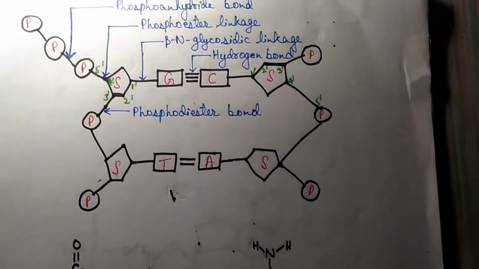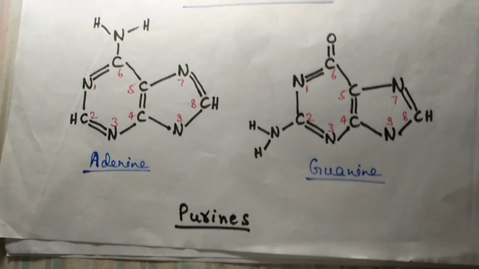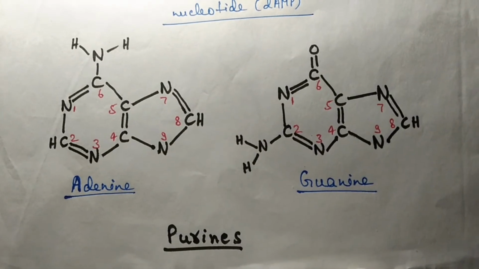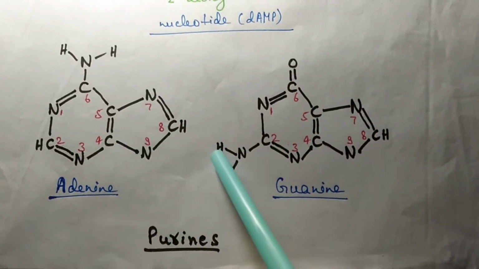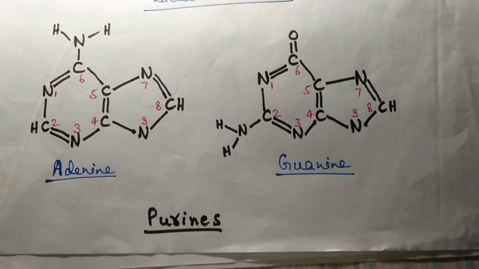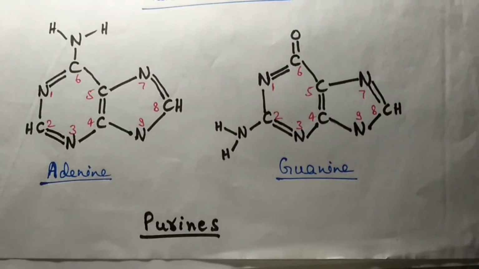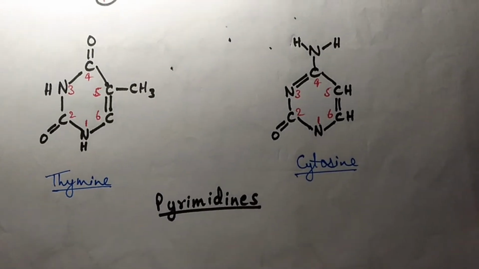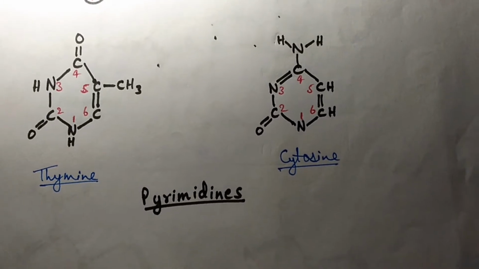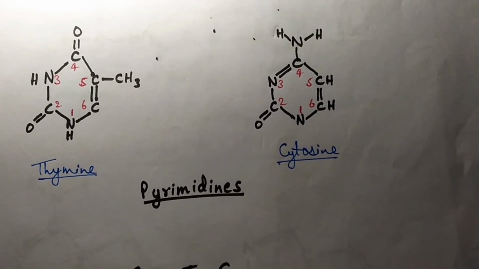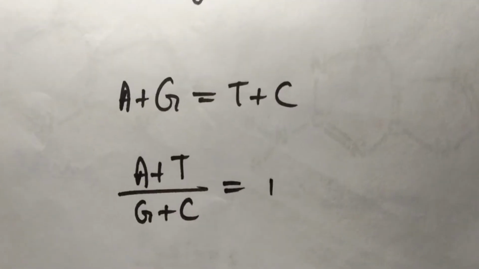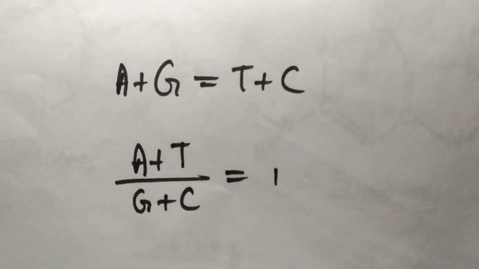There are two types of bases: purines and pyrimidines. Purine is a 9-membered ring made up of two rings, one pyrimidine and one imidazole ring. Purines include adenine and guanine, while pyrimidine is a 6-membered ring and it includes cytosine and thymine in case of DNA, and in case of RNA, it includes cytosine and uracil. According to Chargaff's rule, the concentration of purines is equal to the total concentration of pyrimidines.